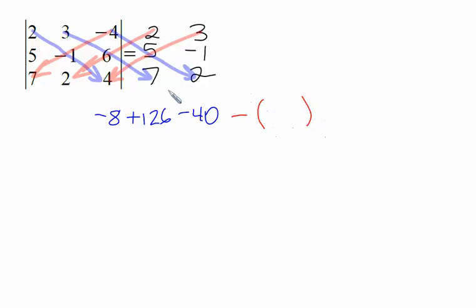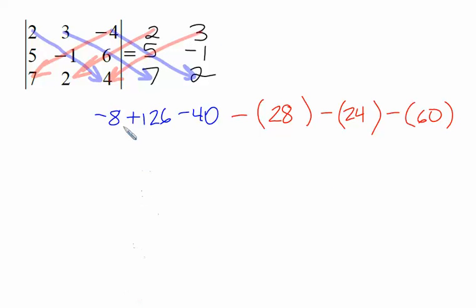Then we're subtracting each of these on the other diagonals. -4 times a -1 is a +4, times 7 would be a 28. Then we're subtracting this item over here. 2 times 6 is 12, times 2 is 24. And then we're subtracting this item on the last diagonal. 4 times 5 is 20, times 3 is 60.